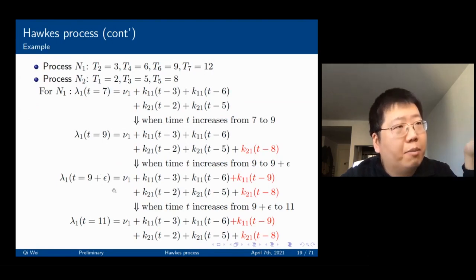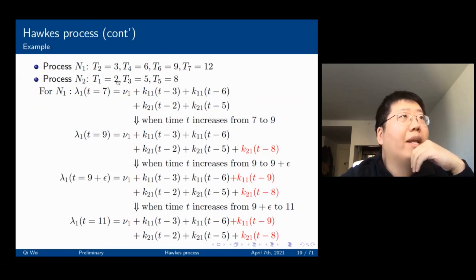9 or 9 plus epsilon, and t equal to 11. So you basically just need to count how many events occurred before this timestamp. When t equal to 7, we can see t1, t2, t3, t4. These 4 events are what occurred before. And then you have the 4 kernels here, right?